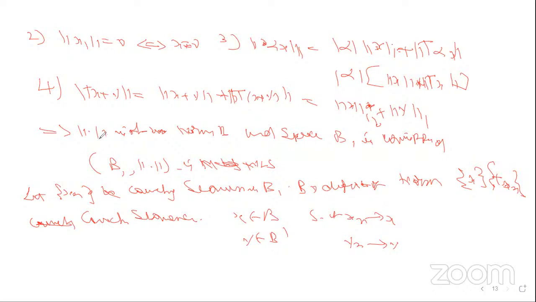So by closedness of the graph of T, it follows that y equals T of x.